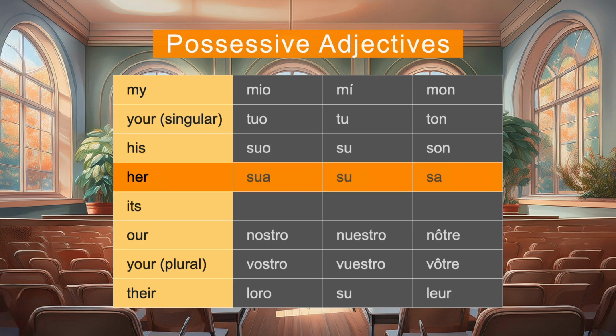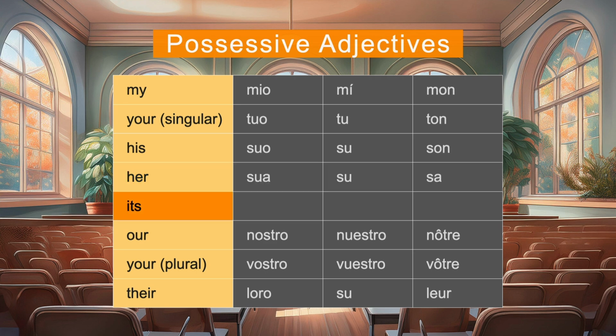If you're talking to or about a woman or girl, her, her, her. If you're talking about a thing, object, or place, its, its, its.